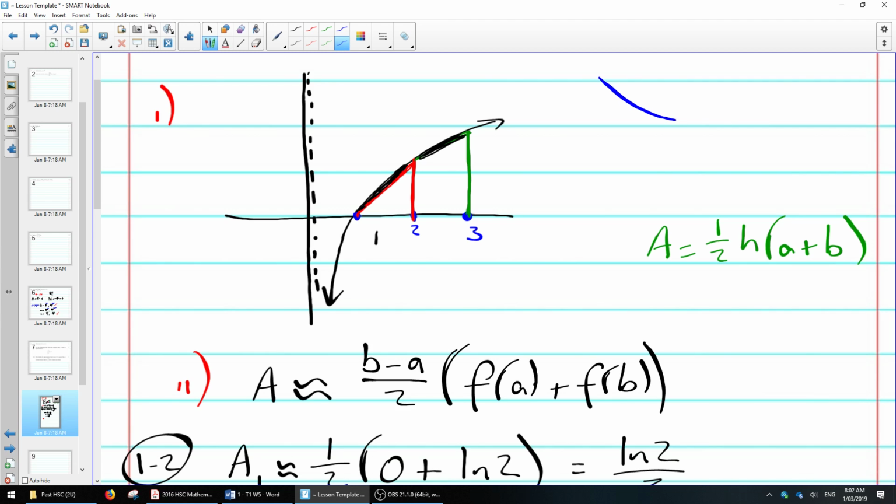Let's say the curve was like that, and there was my function value, there was my function value, there was my function value. You see that the flat tops go over it. So in this case, trapezoidal rule will be larger. Okay, so it really depends on the concavity of the curve at that point as well. Alright?